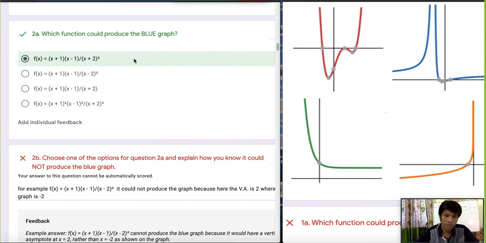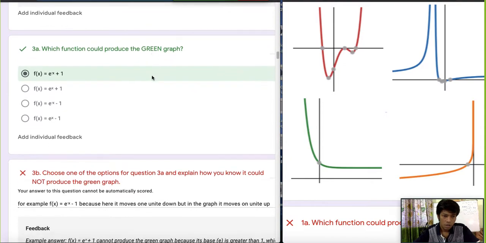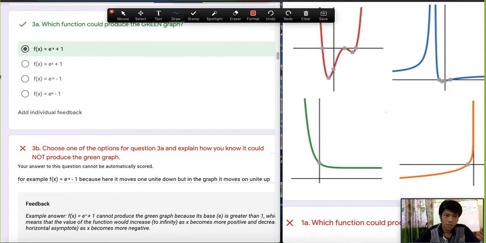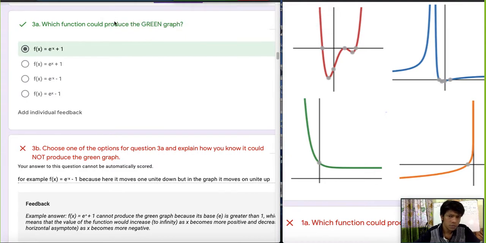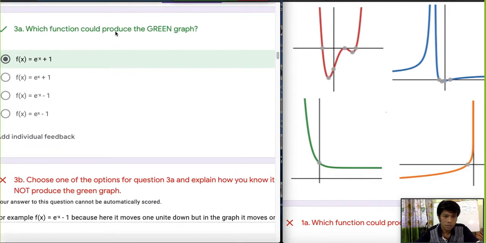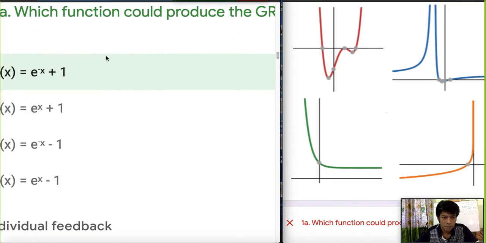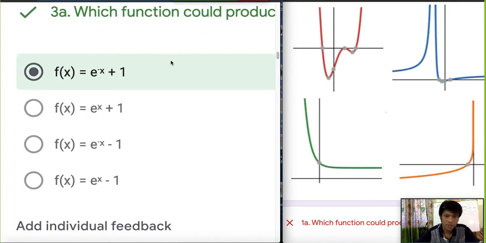Now let's go to the next one. Which function could produce this green graph? So this is related to exponential functions. Let me zoom this in a little bit so that you can see it, because there is a minus here, so that you can see that minus.